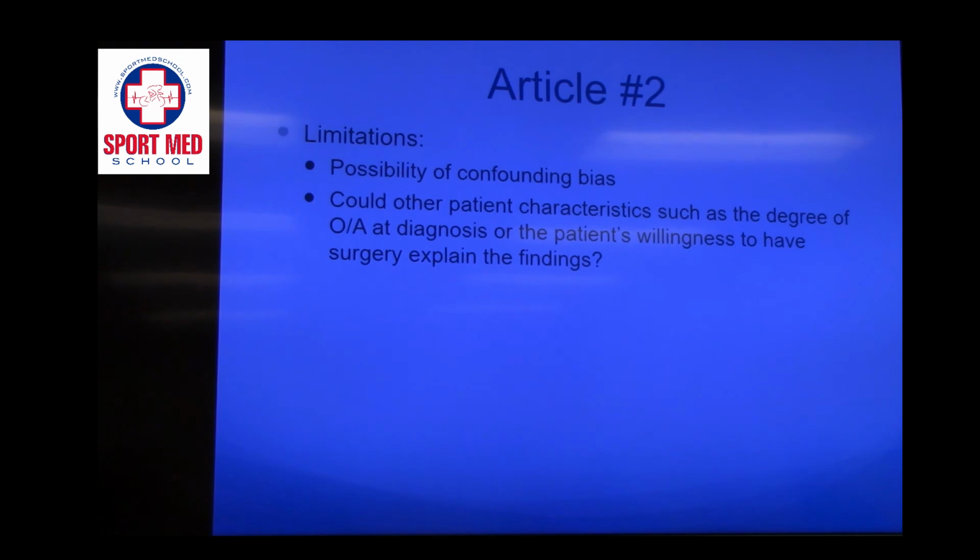In terms of the limitations, I think there was definitely the possibility of confounding bias. And I think the other things you guys mentioned that could have contributed were the degree of osteoarthritis at diagnosis, so perhaps those with more mild osteoarthritis were offered HA. Perhaps the physician's practice influenced it, or perhaps the patient's willingness to have surgery could have explained these findings.